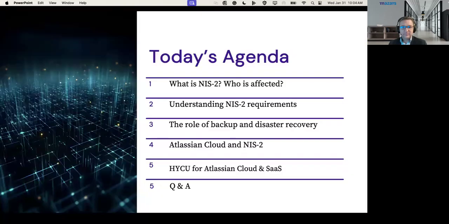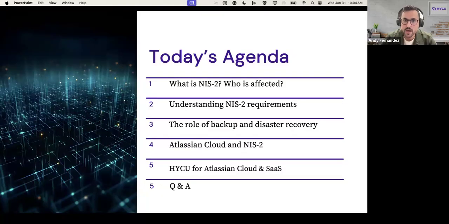With that, a quick covering of the agenda. We're going to go over the fundamentals. What is NIS2? Who is affected? We're going to understand the requirements, not just in the context today of data protection, but really across the board. Then we will focus on the role of backup and disaster recovery. The particular focus is on your role as a SaaS user. What is the difference between data center server and Atlassian Cloud, what does that responsibility look like, and how does it relate to NIS2? Then we'll go over how HYCU will be able to help you address that.